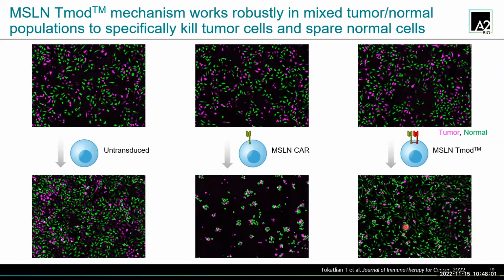And for more detail in the manuscript, we actually do look at several different ratios of tumor and normal cell targets and show that this holds true even at very low tumor cell targets. You still have efficient killing of the tumor cells, and at very high tumor cell target ratios, you have efficient killing of all the tumor cells and sparing of the normal cells.